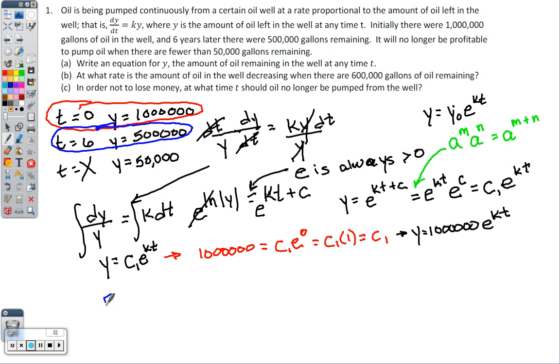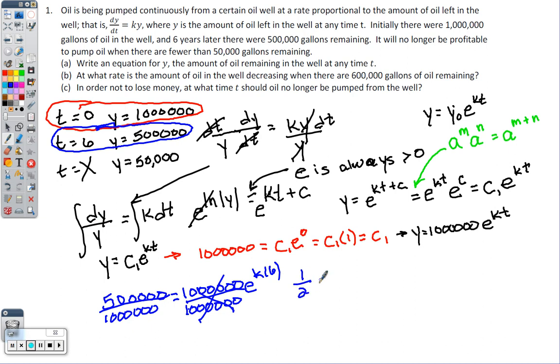So I'm going to have 500,000 equals 1 million e to the k times 6. And I'm going to divide by 1 million and divide by 1 million. And these guys are going to cancel, and I'm going to get 1/2 equals e to the 6k.